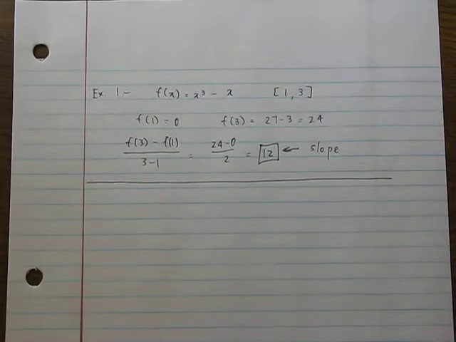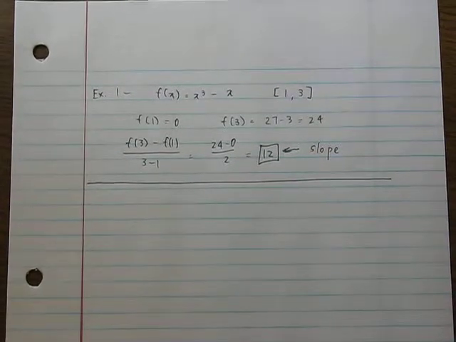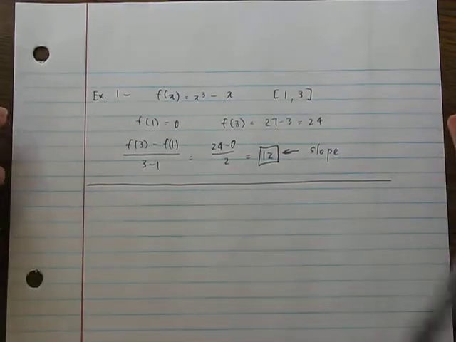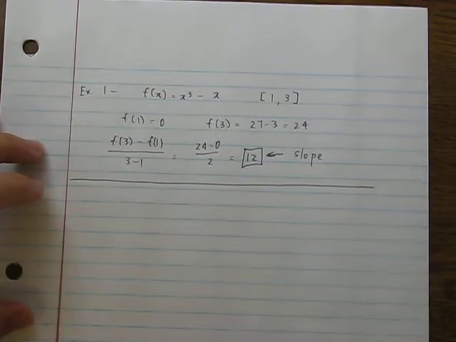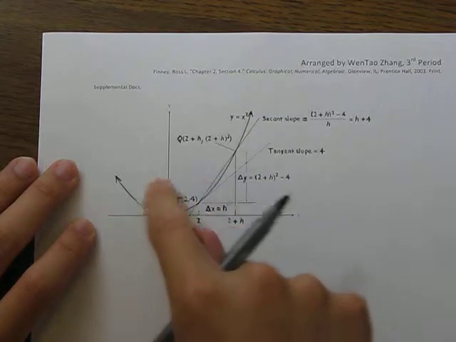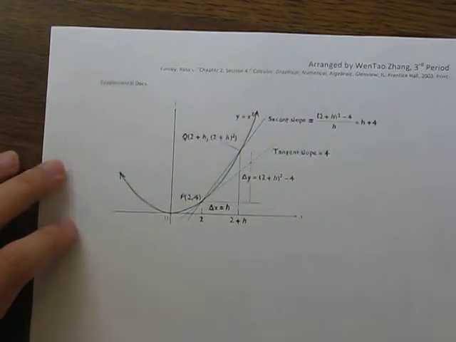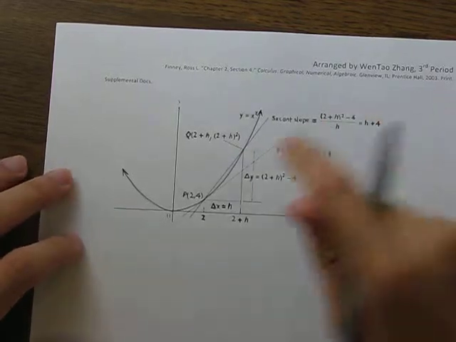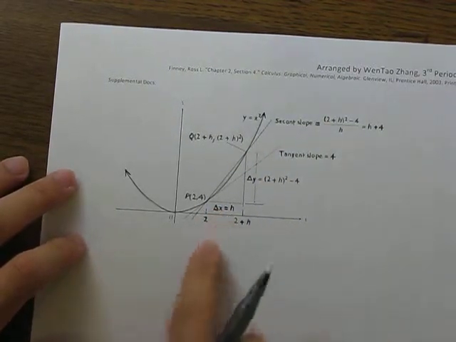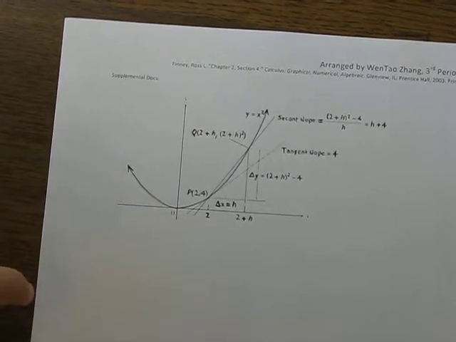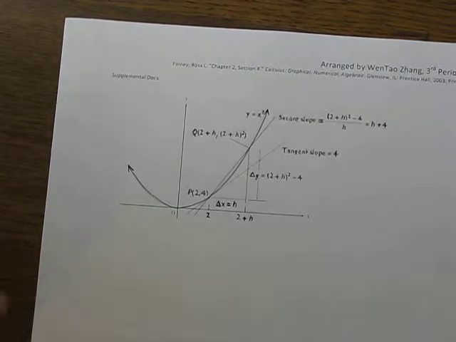So let's level things up and do a slightly more challenging example. The next example, example number 3, asks us to find the slope of the parabola y equals x squared, right here. And we need to find the slope at the point (2, 4), that's right around there. And we have to write an equation for the tangent to the parabola at this point.